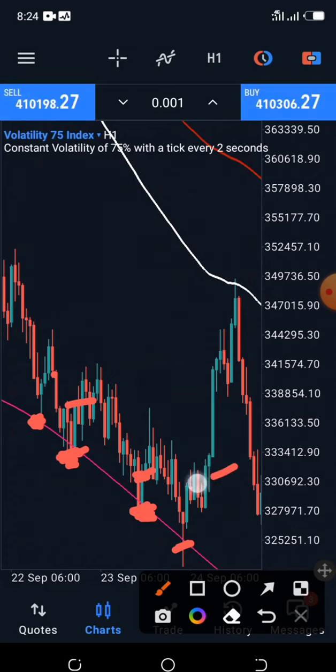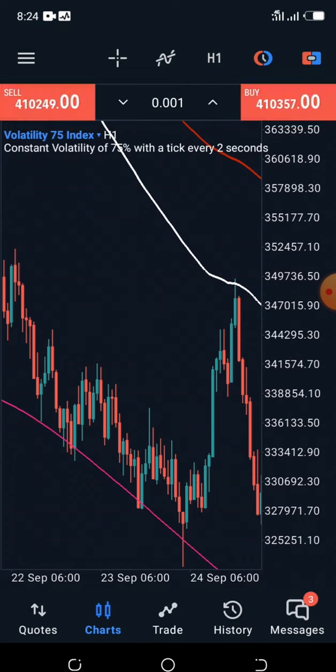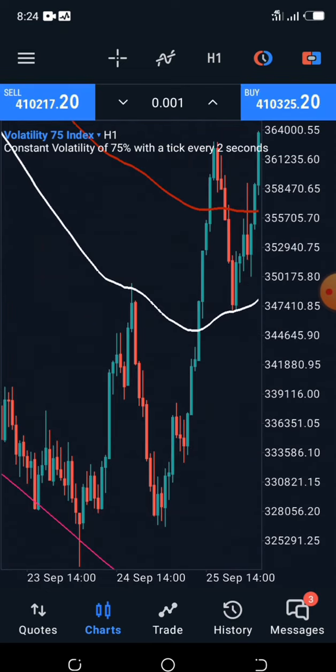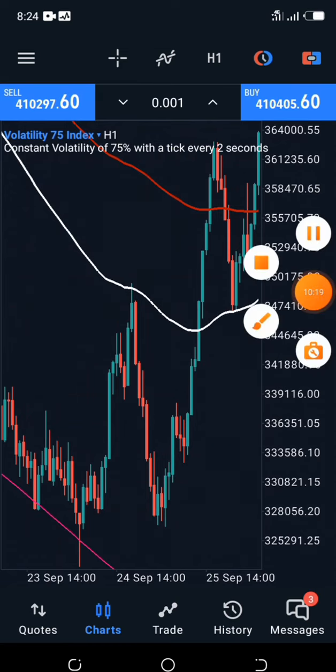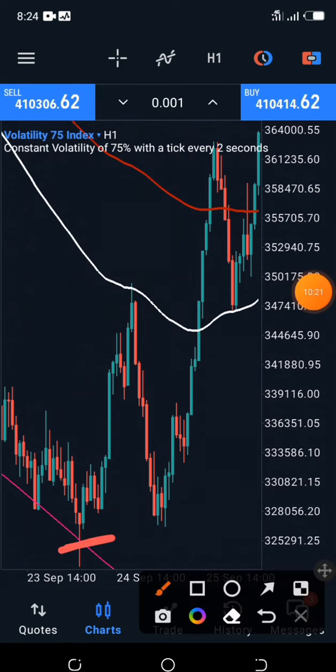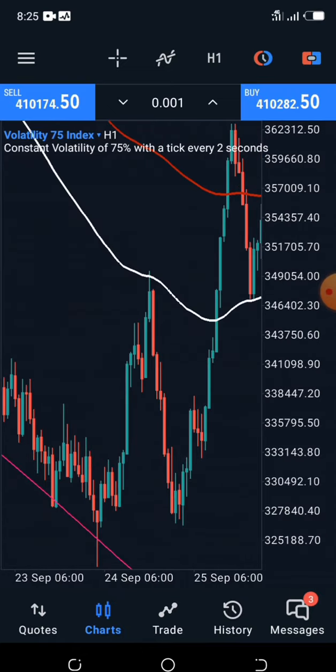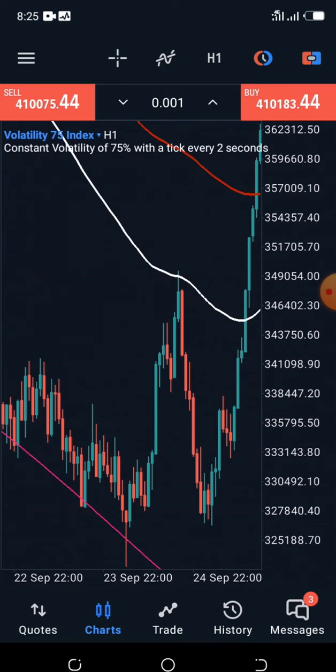Now, as you do that, your small lot size that you use will now accumulate into a lot of profits. I don't know if you can see this from here, from here to this place. Anyone who is trading Vix75 will tell you that that's a very, very huge distance and profit for you. You understand that?